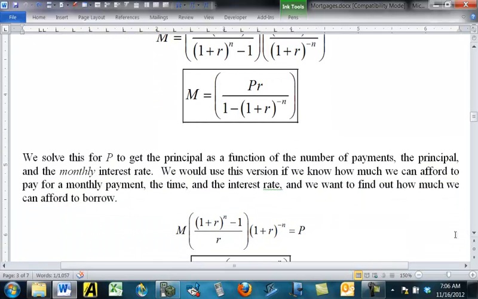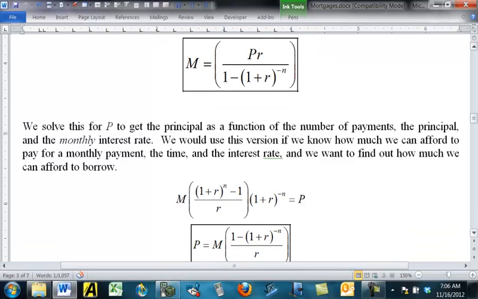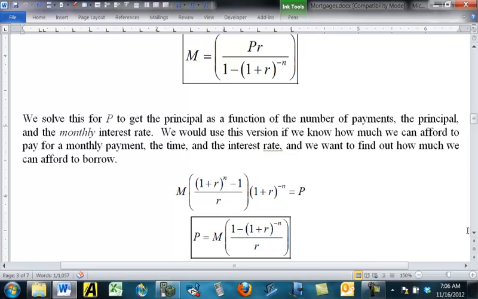Okay, well, suppose we want to solve for the principal. This might be a healthier way to go shopping for an automobile. So take this expression here, divide by R, multiply by the whole denominator there. And so we get M times 1 minus 1 plus R to the minus n over R. That's all times M, and that is your principal.